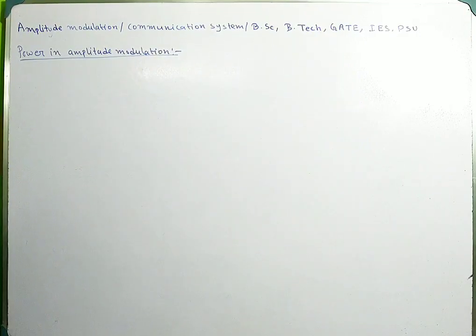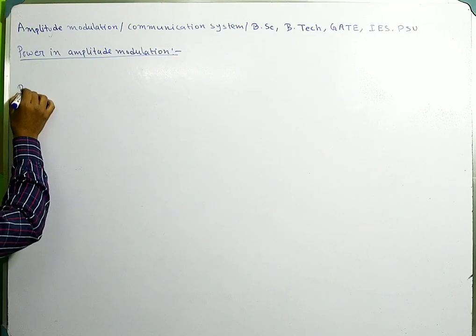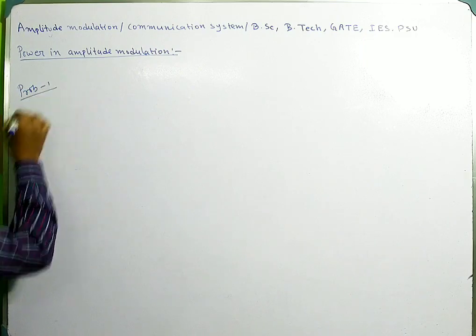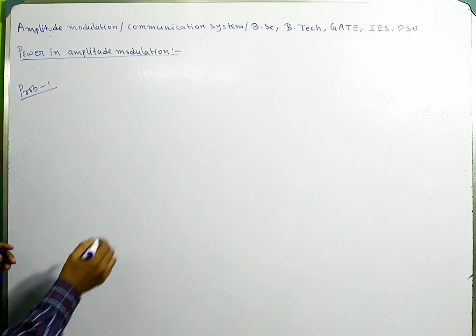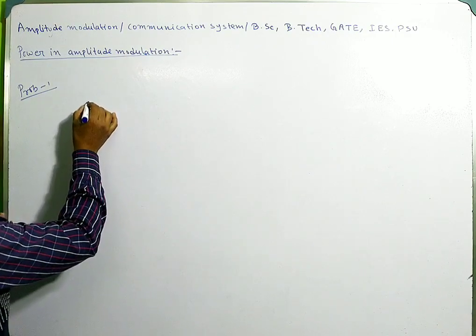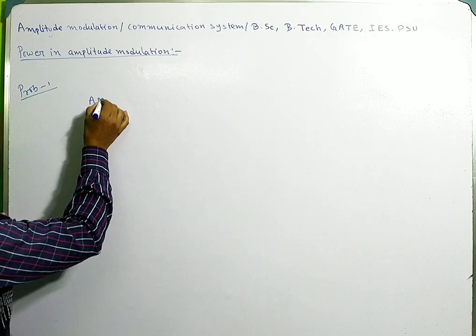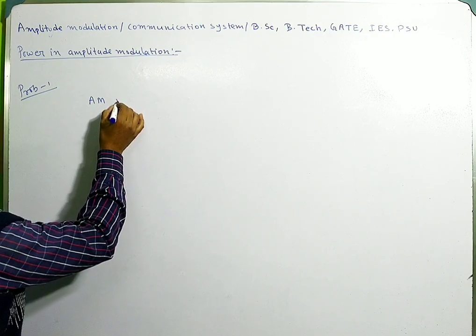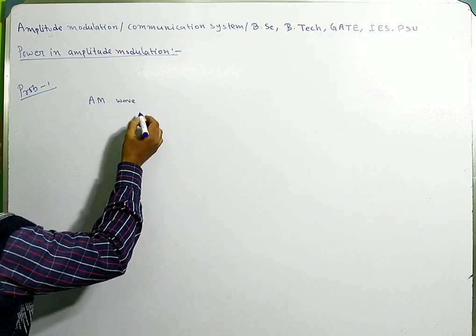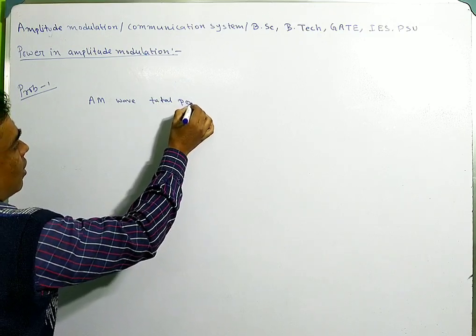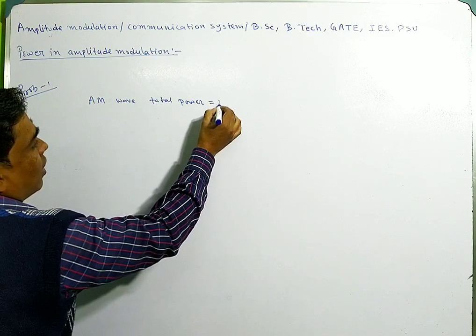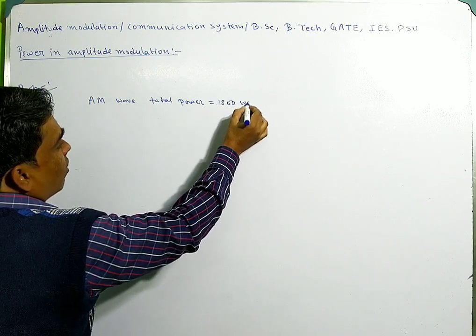Now problem number 1. Problem number 1: suppose an amplitude modulated wave, total power is given by 1800 watt.